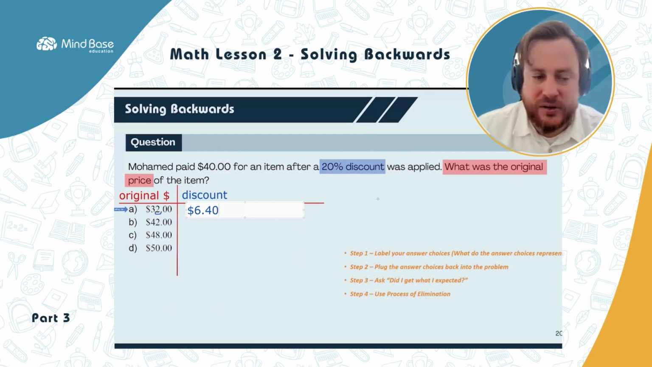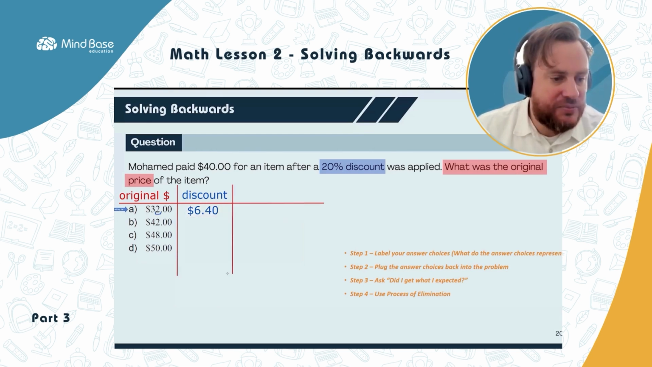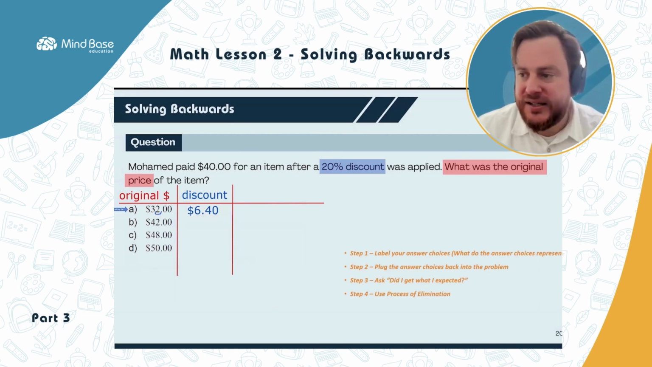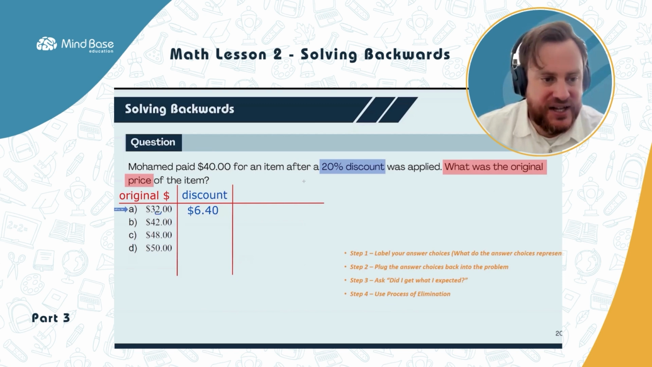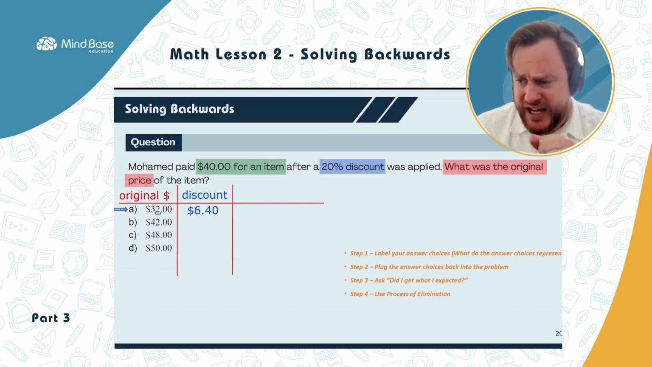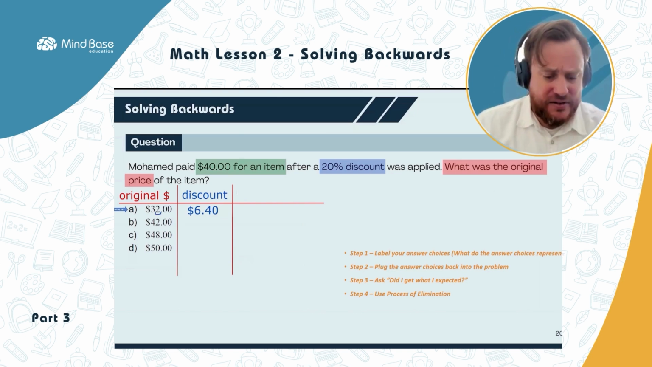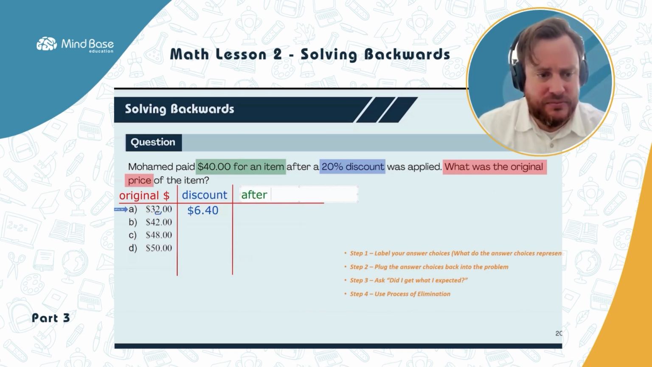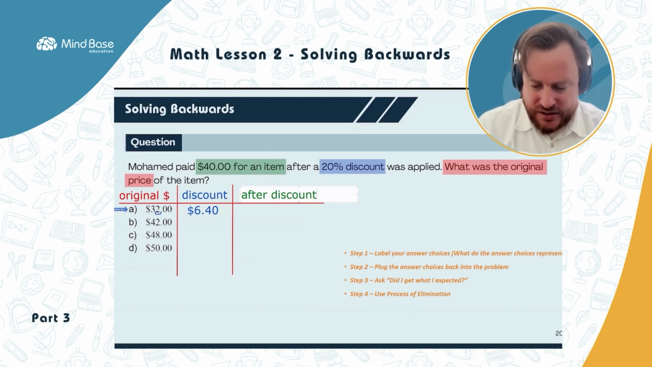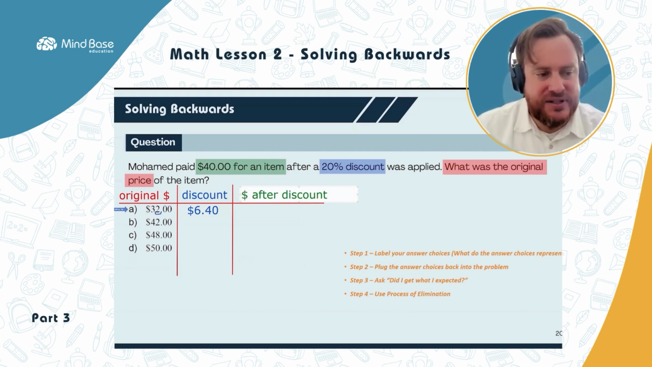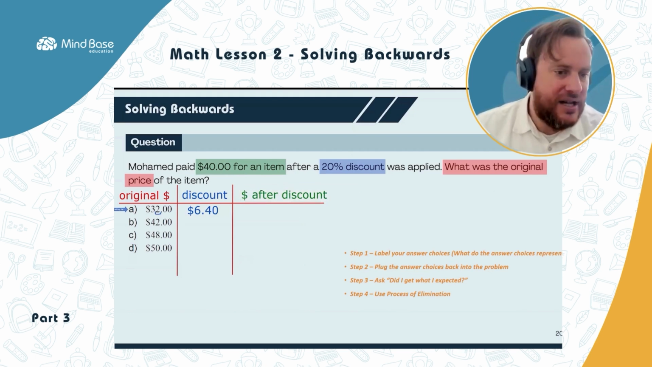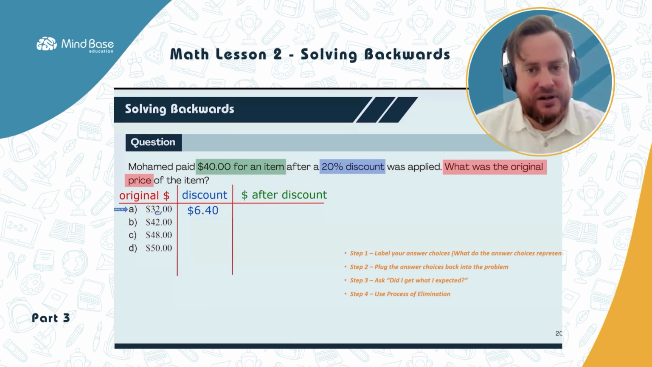So if my original price was $32 and my discount was $6.40, how much did he pay? Excuse me, how much did he pay for the item? So we need the price after discount. I got to subtract. I got to do some subtraction action.